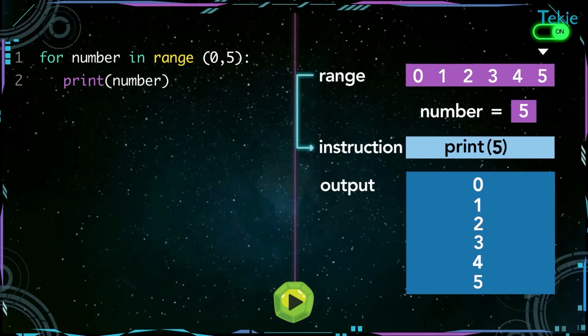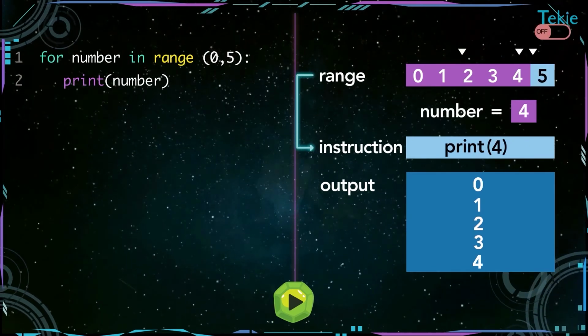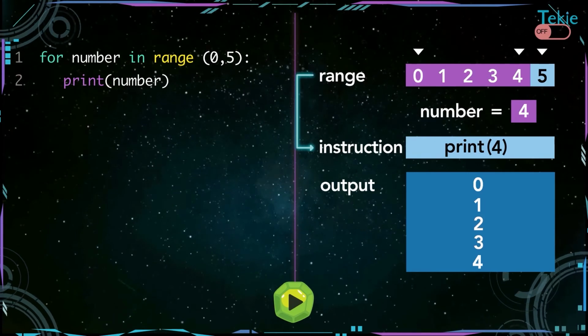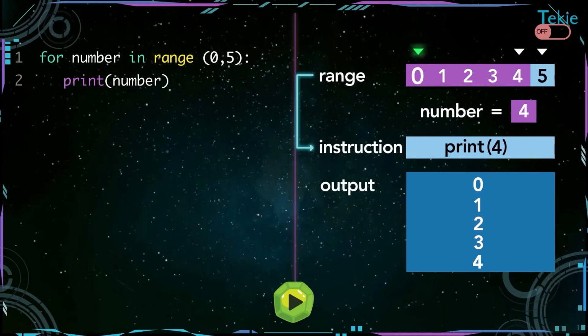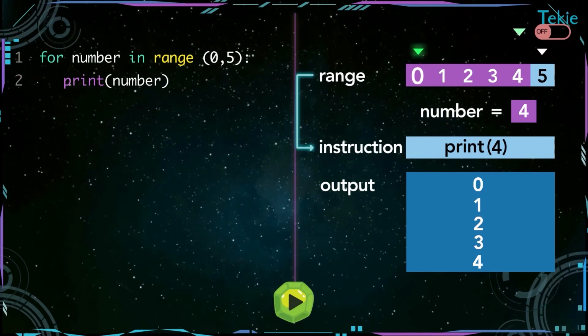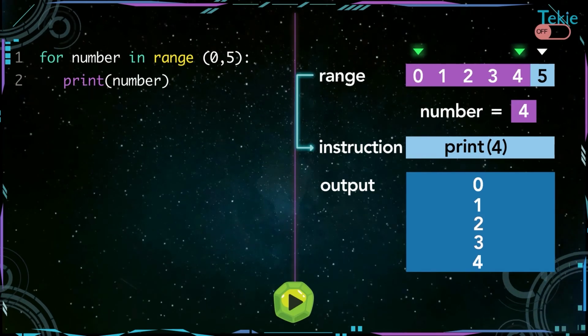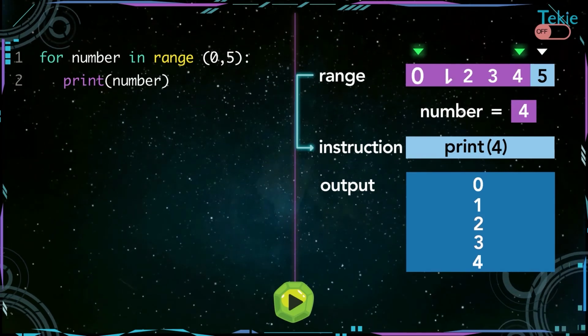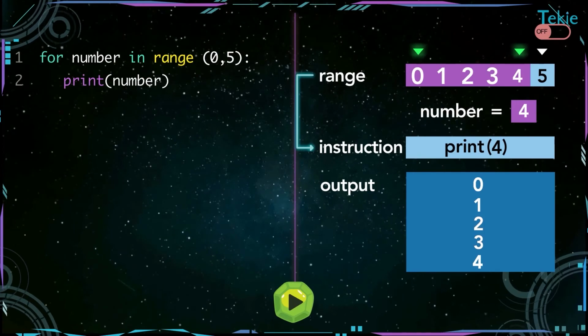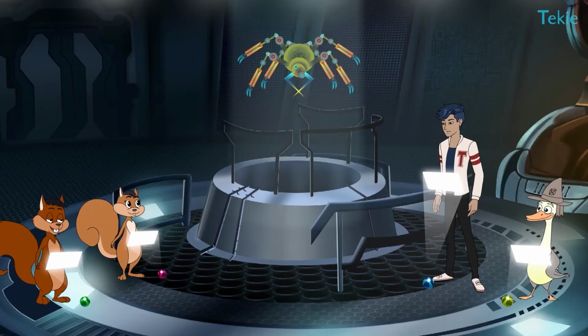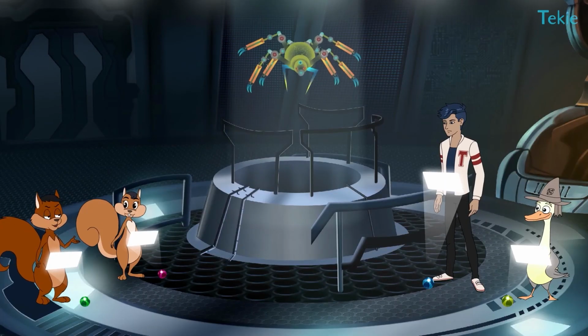Wrong. Till number 4. When we say range 0 to 5, the range starts from 0 and ends at the number just before 5. So, numbers in the range are 0, 1, 2, 3, and 4. Yep, and that's why the loop stops at 4.